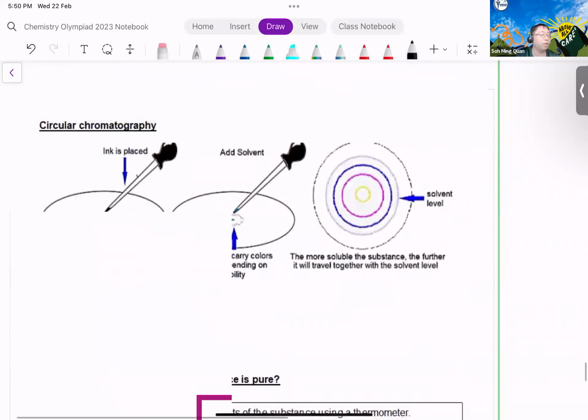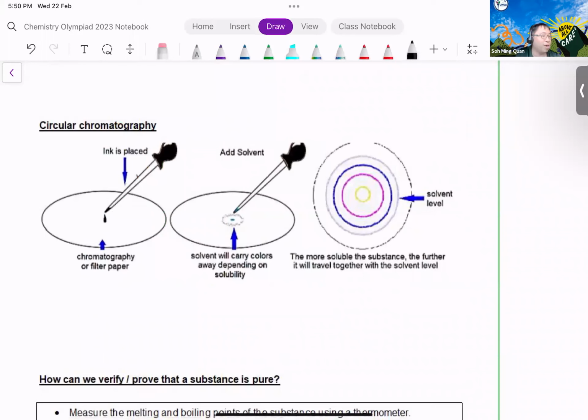Now let's go on to circular chromatography. This one has another name. It's called radial chromatography. Radial means radius, or radius of a circle, right? Now basically it's very simple. Just take a piece of chromatography paper that's circular, put one drop in the center, then put one drop of solvent and let it separate.